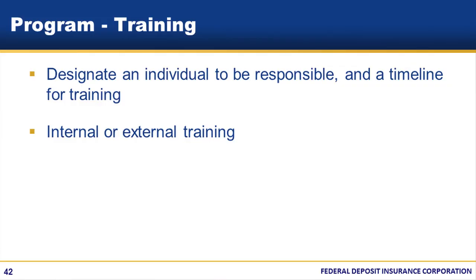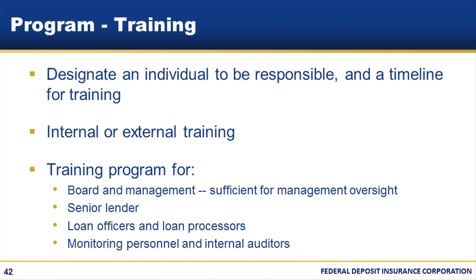Examiners may check that you have identified a person responsible for training and that appropriate personnel have been trained, or that there's a timeline for training all appropriate personnel. Effective training systems would include providing suitable internal or external training. The CFPB's website is an excellent resource, and the Bureau sometimes conducts webinars in conjunction with other agencies or trade groups. Training should focus on the level of knowledge each person or group needs to comply with the regulation.